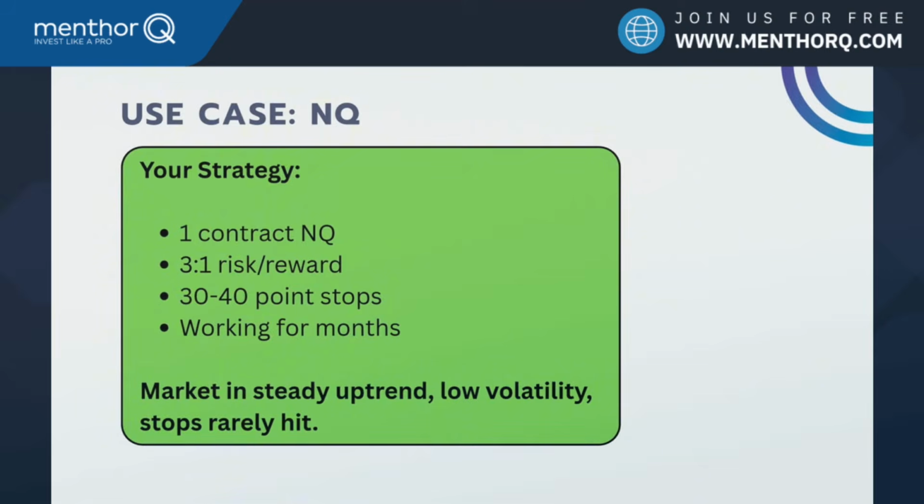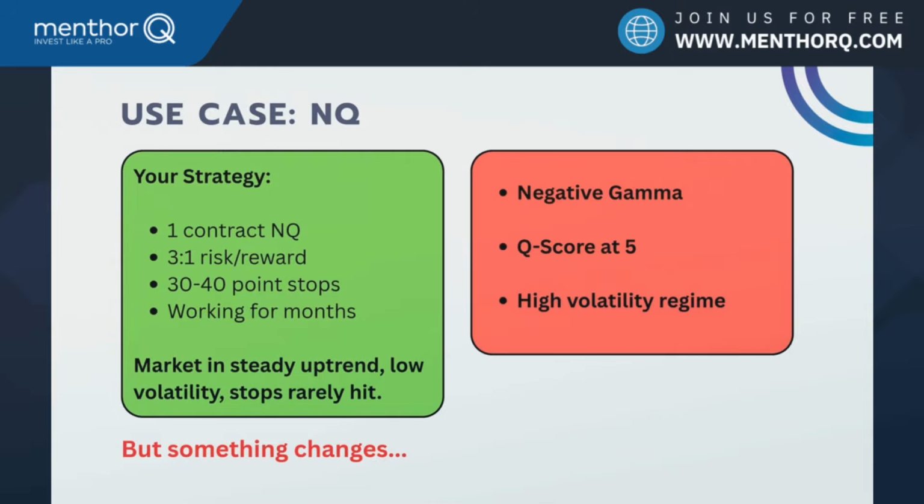So this has been working for you for months, but then something changes, right? And you open the MenthorQ dashboard, and suddenly the picture looks different. The market is now in a negative gamma environment. The Q volatility score is now at 5, which signals a high volatility condition.